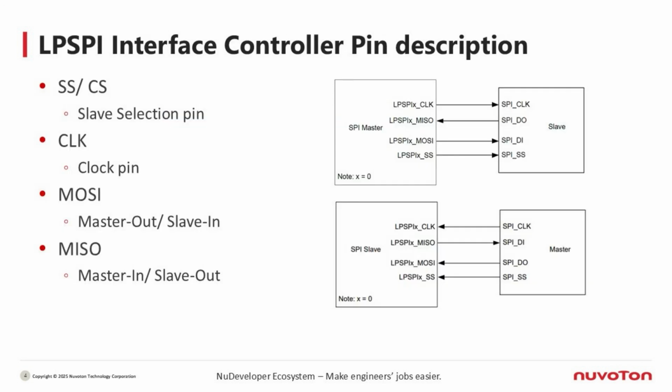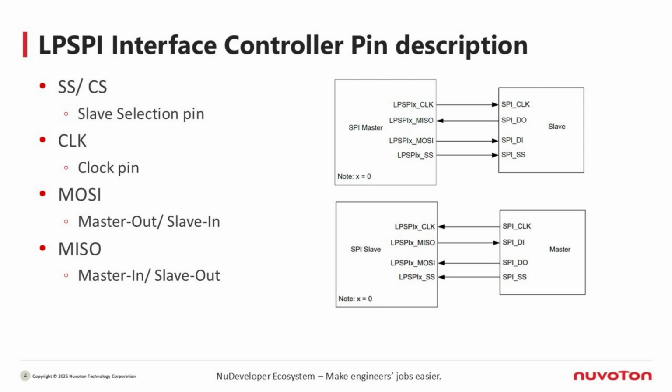Now let's take a look at the pin functions of the Low Power SPI. Low Power SPI supports full duplex, synchronous serial communication in both master and slave modes, and it basically uses 4 signal lines: SS, CLK, MOSI, and MISO.